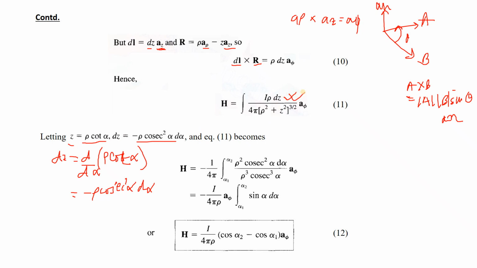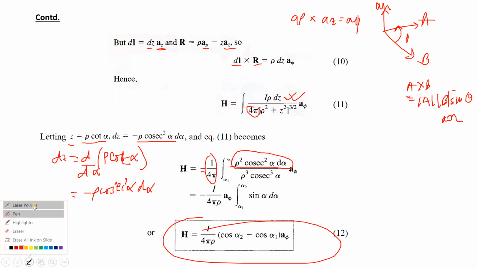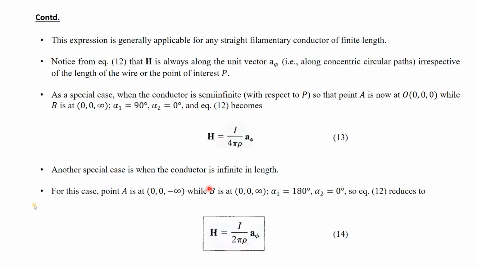Because we have to replace them, isn't it? We have to replace dz. Because in our equation we have dz with us, so we are replacing dz with this equation. That is why we are getting a minus sign, and 1 by 4 pi is taken outside. Then we integrate and we get the solution. This is the value of h.